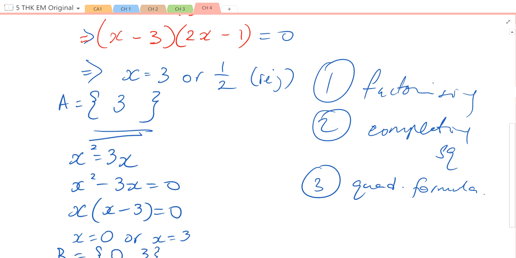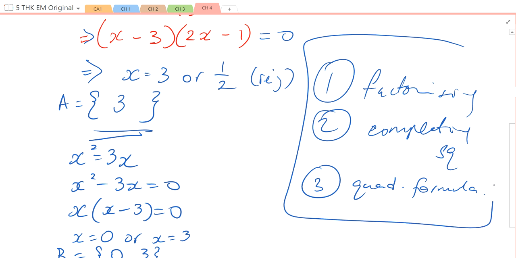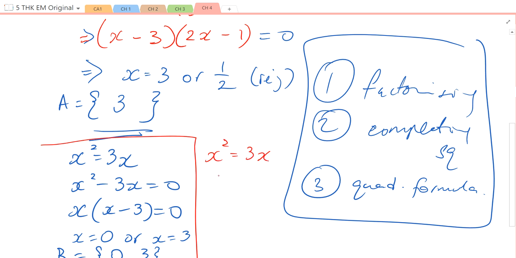Okay, the reason why I point this out again is because I want to check, did anybody do this? From x squared equals to 3x, then you divide by x on both sides to get x equals to 3. Did anybody do this? Divide by x on both sides? Is there anything wrong with it? What is wrong with it?